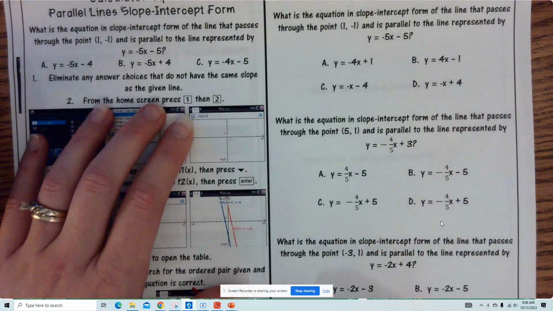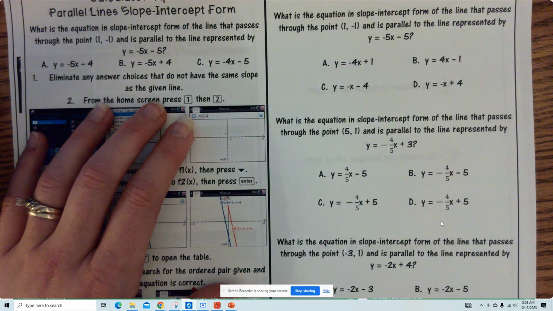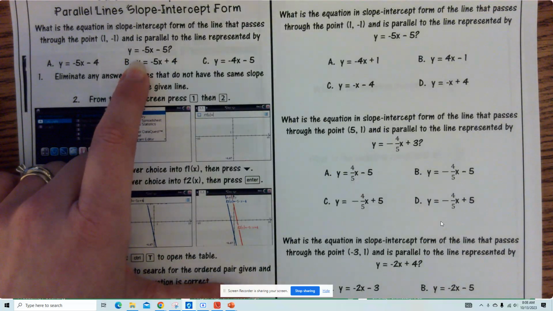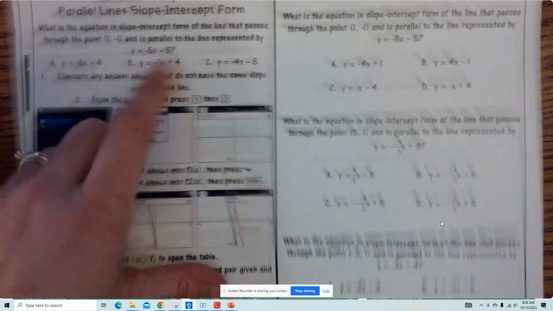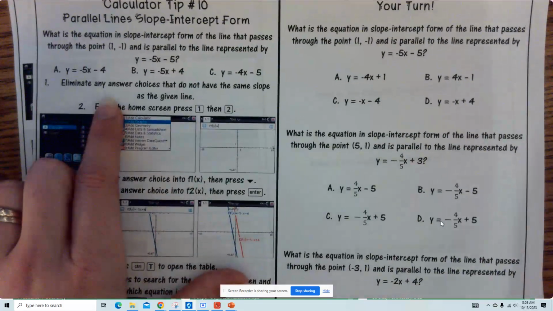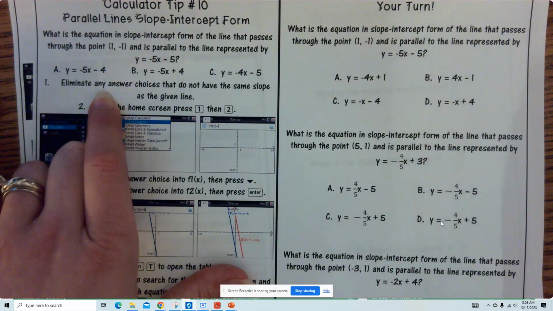And so it says, what is the equation in slope-intercept form of the line that passes through the point 1, -1 and is parallel to the line represented by y equals negative 5x minus 5? So we've got these answer choices. So parallel lines are going to have the same slope. So if you get a question like this and it's multiple choice, the first thing you do is eliminate any answer choices that don't have the same slope.